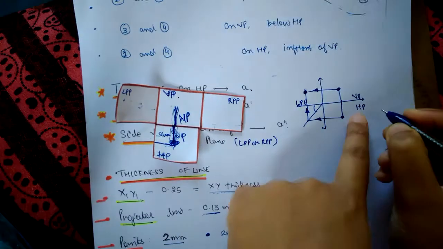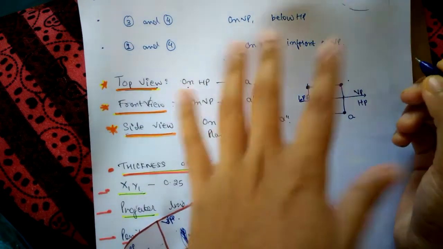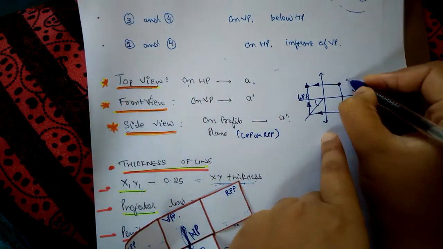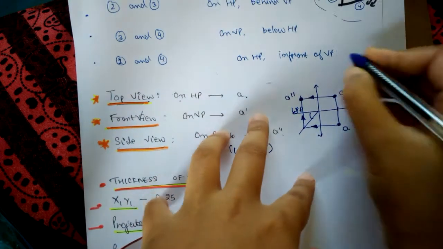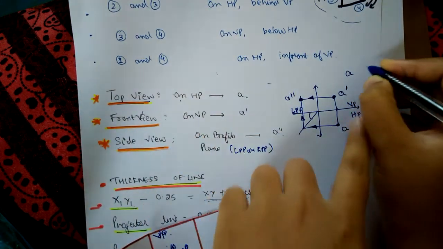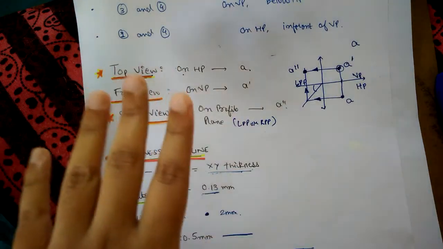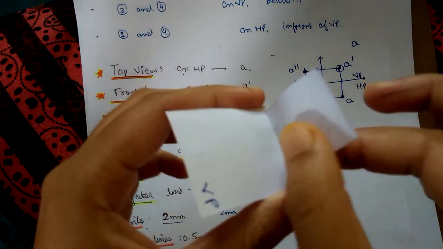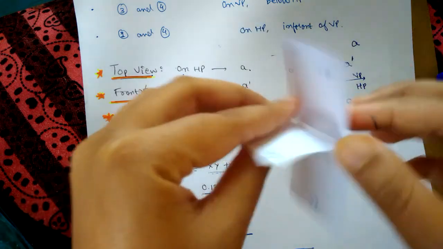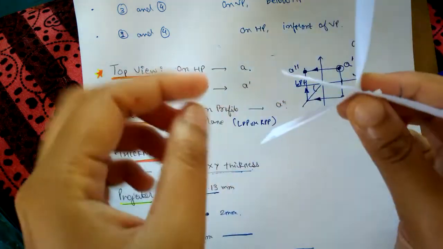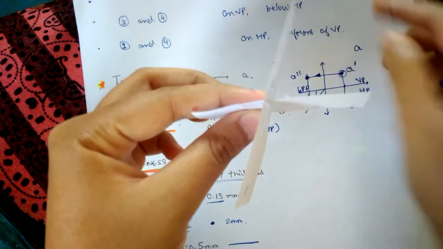So the top view is represented by A, the front view is represented by A dash, and the side view is represented by A double dash. Consider that point A, which we have taken. This was the first angle of projection. Now, what are the conditions in the angle of projection? You have 4 quadrants, 1, 2, 3, 4. These are the 4 quadrants.